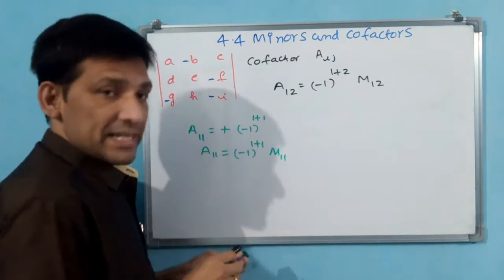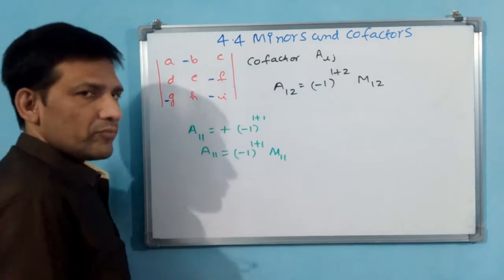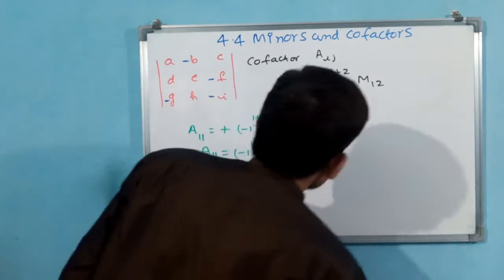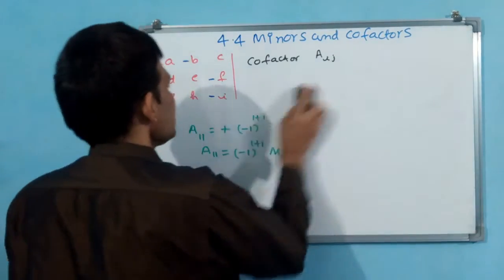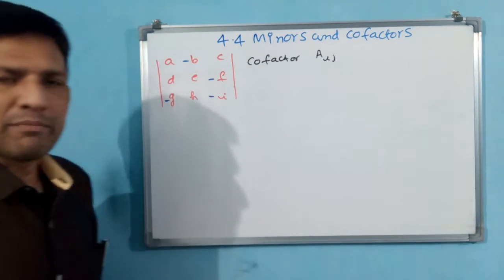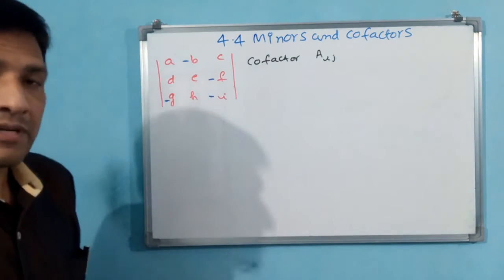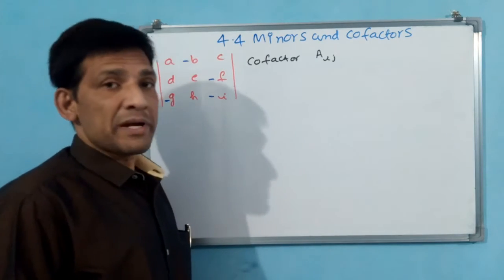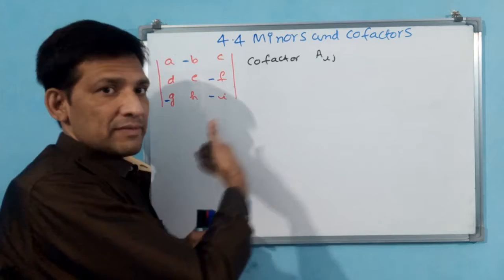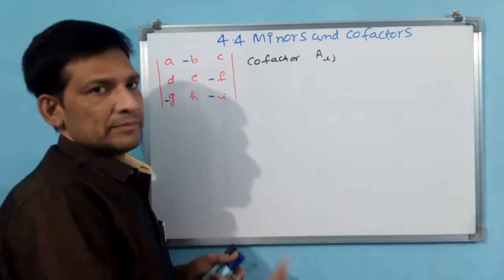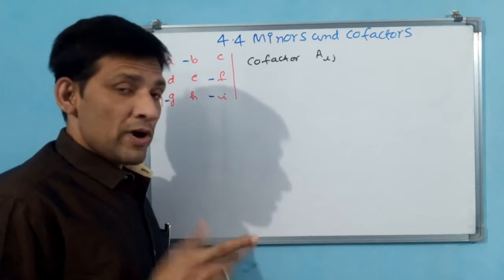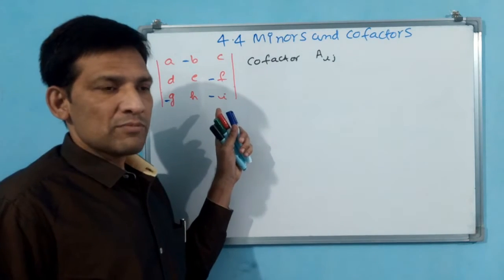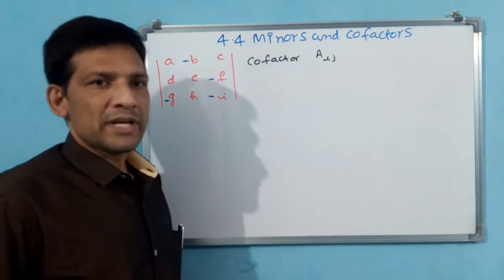So now we will calculate some cofactors. Then you can easily understand. Let us see what exactly a cofactor is. Cofactor means nothing but minor only. See, a minor with a sign or symbol is called a cofactor. That sign depends on the position of that element, its row and column. If row and column add up to an even number, then the positive sign comes.